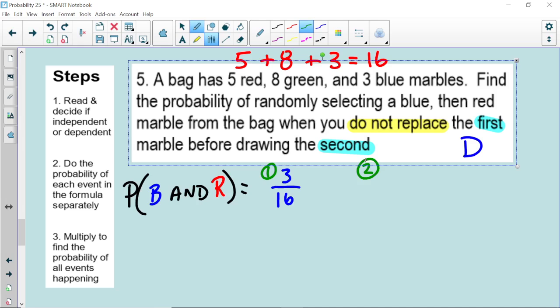Now, I go and give it to Talia. How many remaining marbles are there? TJ kept this one, so it's going to be 15.